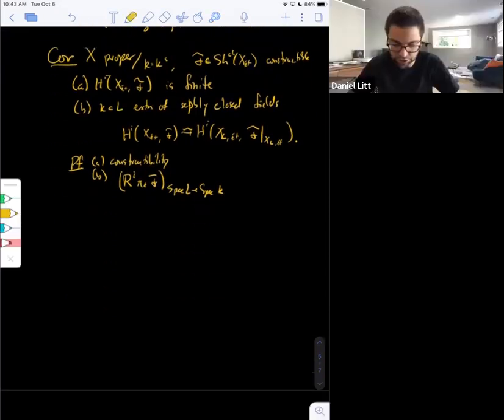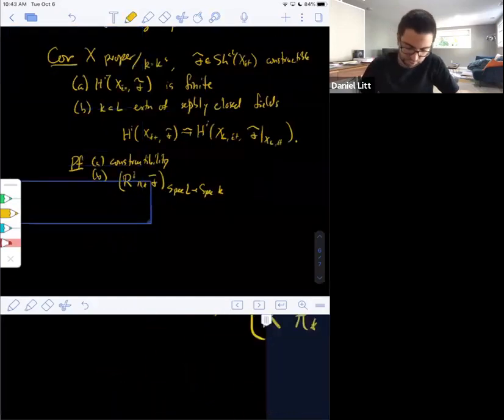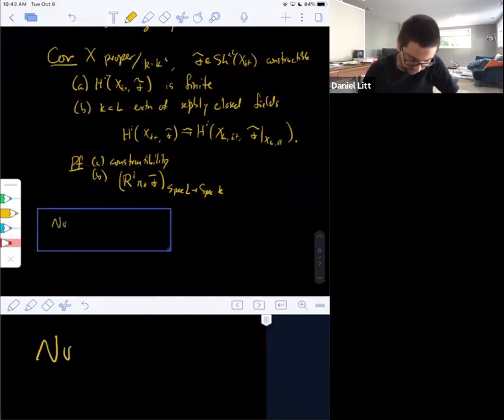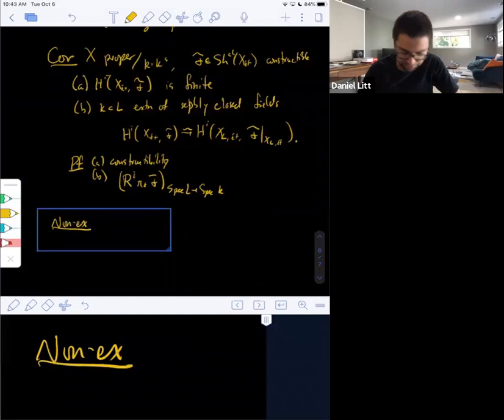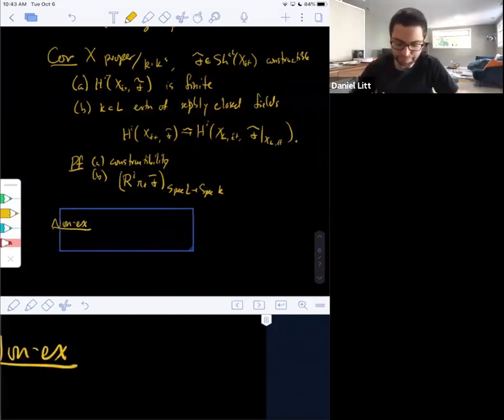Okay, so let's actually show that. So let's give a non-example. I want to show you that some kind of properness is necessary. So can anyone give me an example of a scheme and a constructible sheaf on it whose cohomology is not finite?